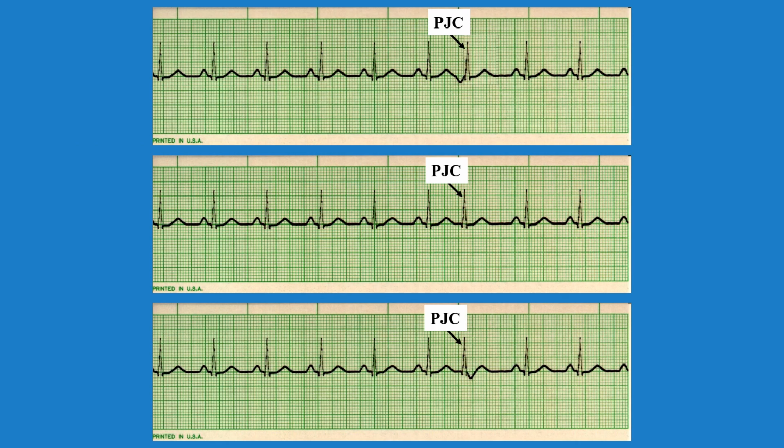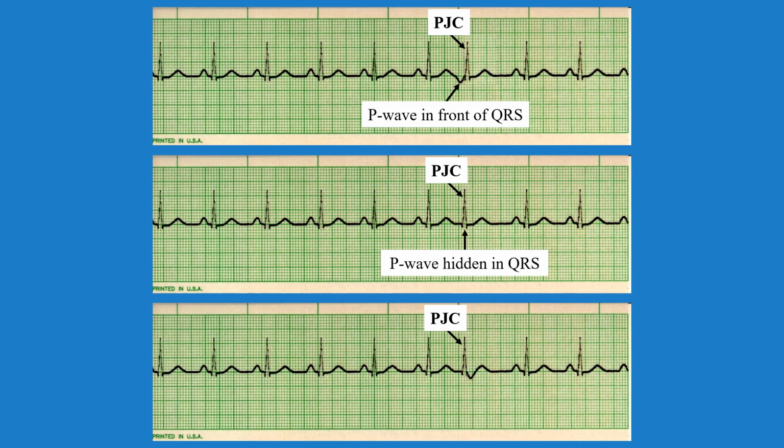Before we move on in the app, let's take a look at how PJCs can present themselves within the ECG. I have 3 examples here of premature junctional contractions. And the first one is where we're going to have the P wave that is in front of the QRS complex. Our middle example, the P wave is actually hidden in the QRS, and this occurs because the atria and the ventricles are depolarizing at the same time, and the ventricular depolarization is a much larger event, so the P wave gets hidden. And then the last example on the bottom is where we have a P wave that is after the QRS complex. If you notice the two examples where we have P waves, they are inverted.